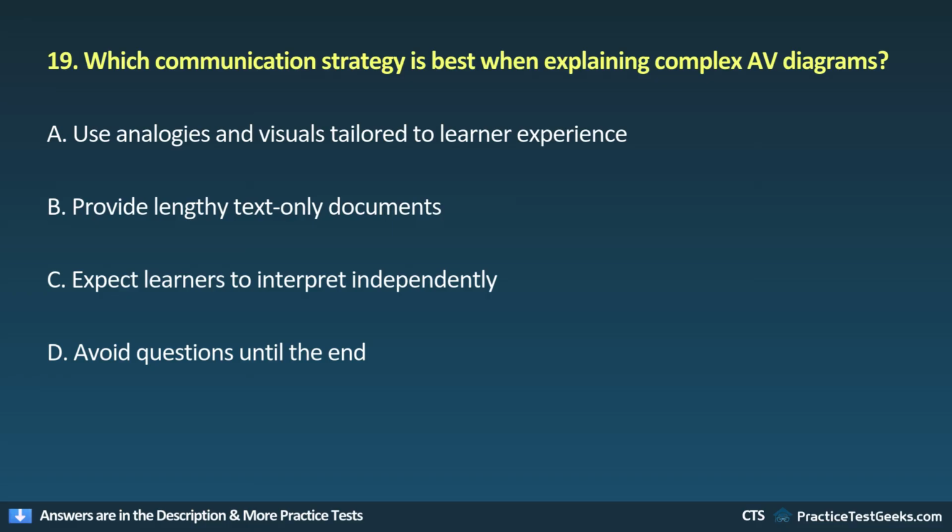19. Which communication strategy is best when explaining complex AV diagrams? A. Use analogies and visuals tailored to learner experience. B. Provide lengthy text-only documents. C. Expect learners to interpret independently. D. Avoid questions until the end.